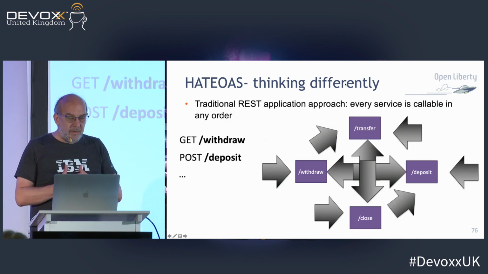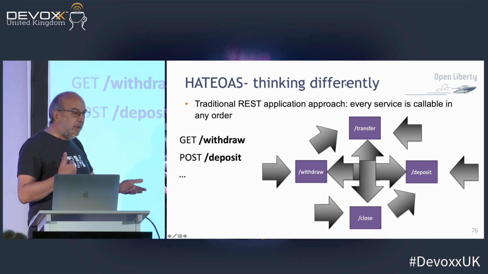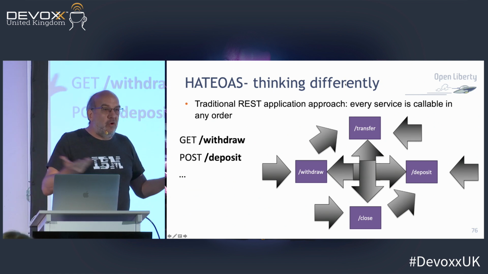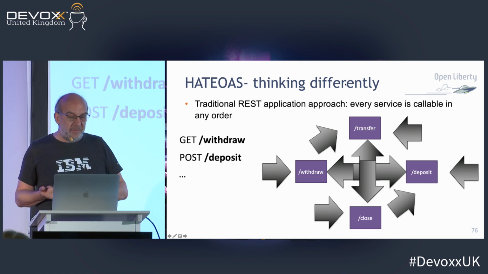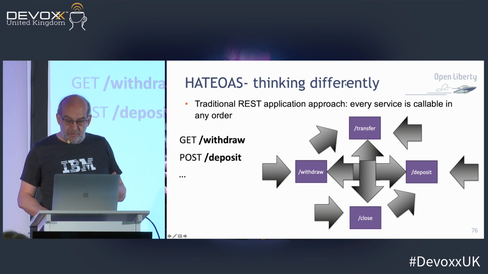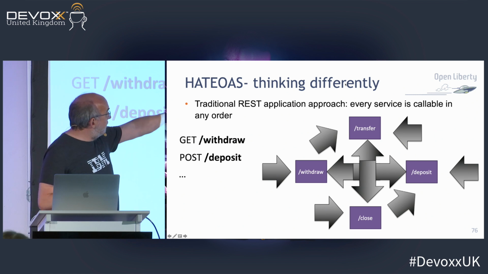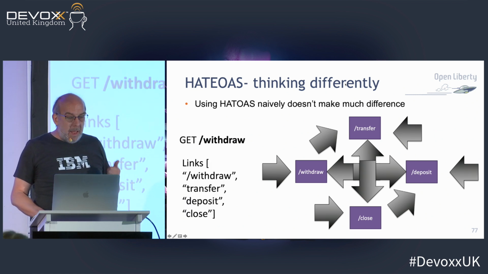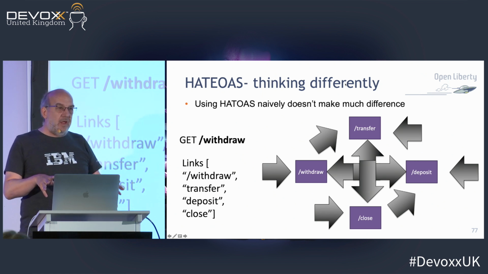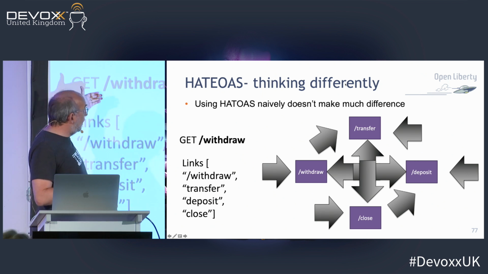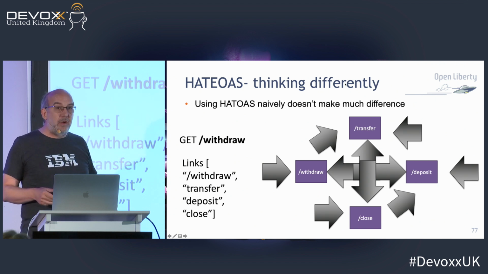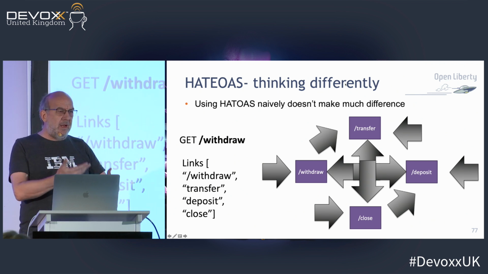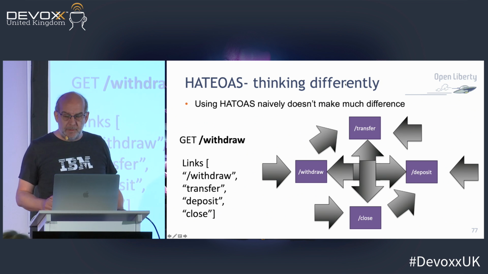But you can do things with HATEOAS that you can't do with REST that will make all this stuff go away. So, in a traditional REST endpoint, every endpoint can be called in any order. Right? That's the whole point. It's stateless. Cool, right? There's no relationships. So you have any of these endpoints. What happens next? Call any other endpoint. HATEOAS used naively doesn't really make any difference because basically you say after you've called any endpoint, I'll give you a list of all the other endpoints you can call. Right? Because they're all vaguely reasonable things to do.